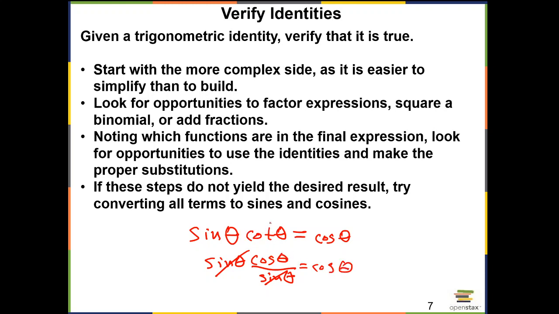Now, we can start from the side that is more complex. Why? Because it's easier to simplify than to build. If you want to build cosine to look like sine times cotangent, it's harder than just starting with sine times cosine over sine and simplifying it into cosine.